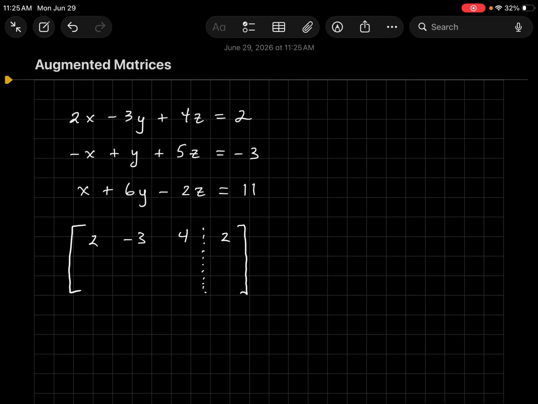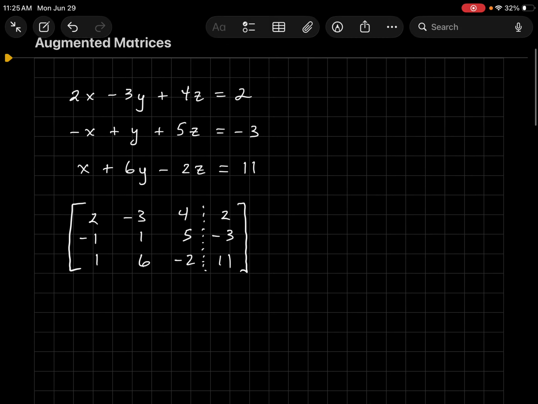My second row would have the coefficients -1 for the x, 1 for the y, 5 for the z, and then on the other side of my dotted line I would put the number that it equals. The final row, the coefficients will be 1 for the x, 6 for the y, -2 for the z, and then 11 on the other side of my dashed line. That is an augmented matrix.